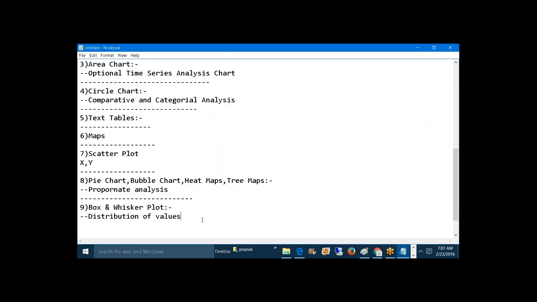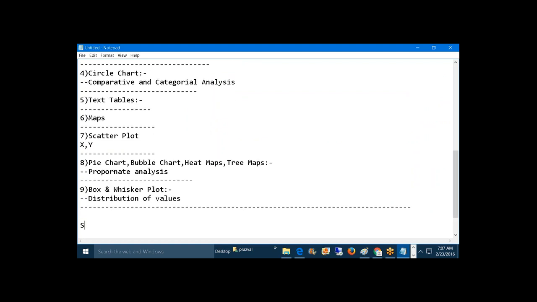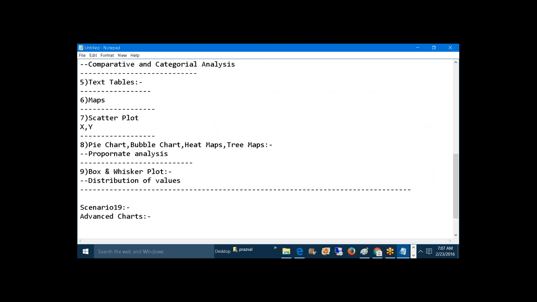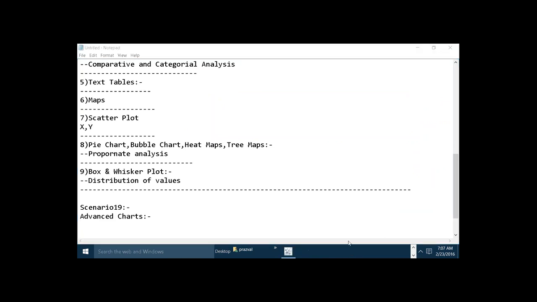So these are the chart basics you should know. The next scenario is scenario 19, advanced charts. Advanced charts means building the charts which are not available in Tableau by default.